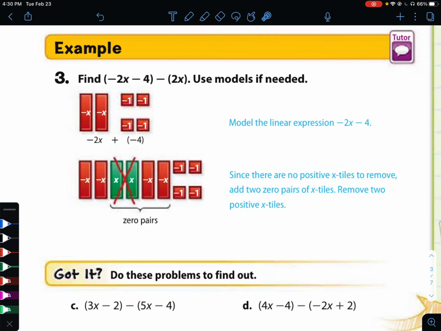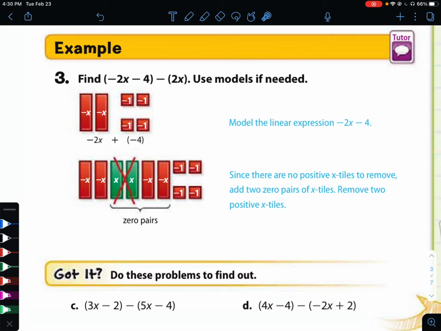So here you go. This is your 2x right here, and this is your minus 4 right here. And these are the 2 zero pairs that we added. So this x is paired with that negative x. This x is paired with that negative x. Those are your 2 zero pairs.